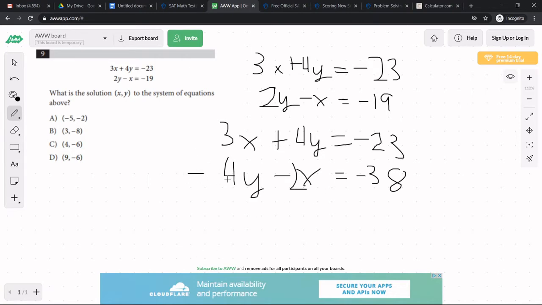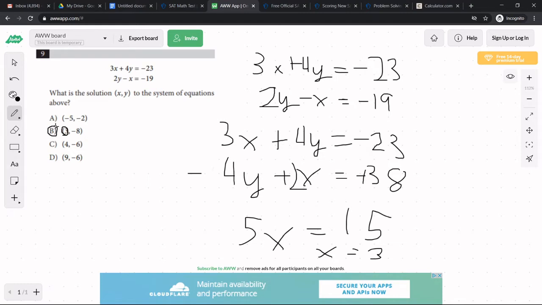So we subtract this equation. So this is going to turn to minus, and then let's get rid of these parentheses. And this is going to turn to plus and plus. So 4y minus 4y, 3x plus 2x, 5x, 38 minus 23, 15, and x equals 3. Now immediately, again, a bit of a time save, we see that only one of these has an x value that's equal to 3. So you don't even have to calculate the y value. You can just choose B.